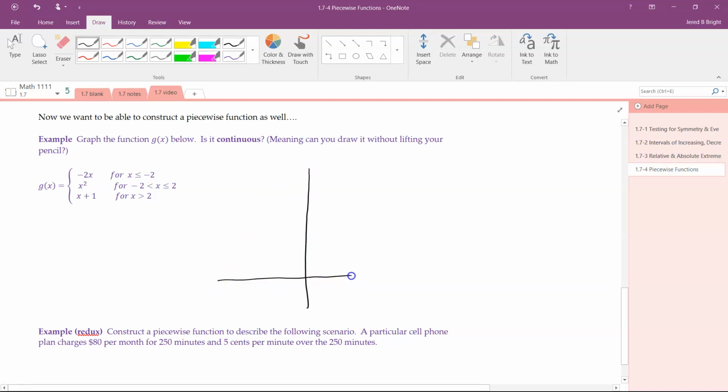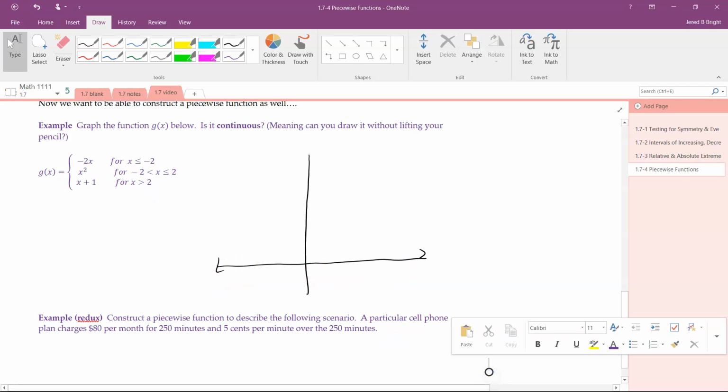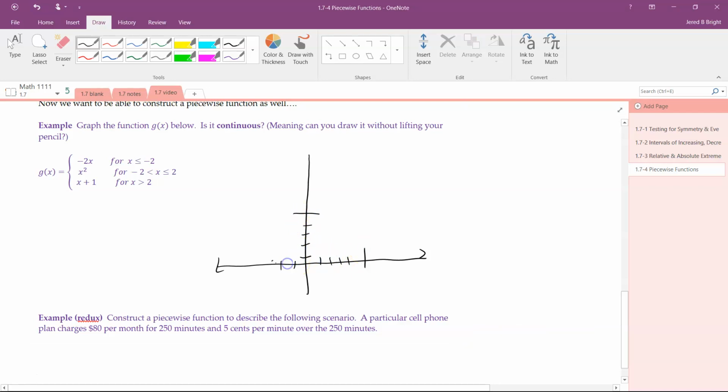I'm going to do it like this, and I think I should probably number out to like 5 in each direction. 1, 2, 3, 4, 5. 1, 2, 3, 4, 5. 1, 2, 3, 4, 5. 1, 2, 3. Well, I'm not going to need to go down anymore.